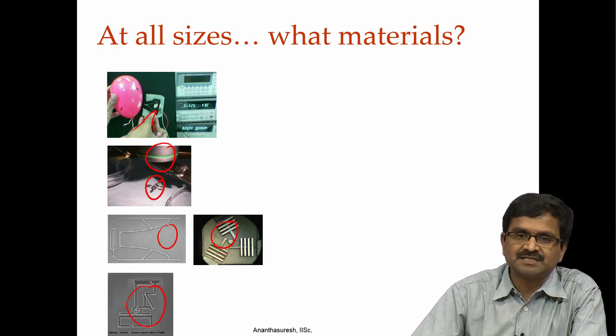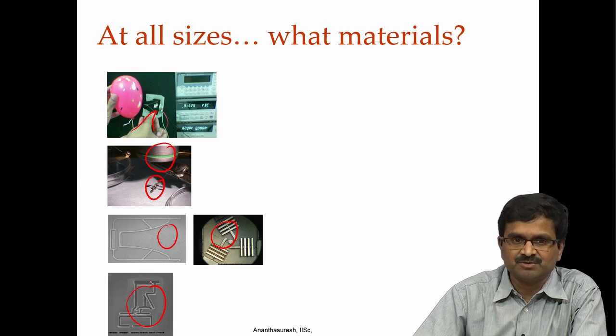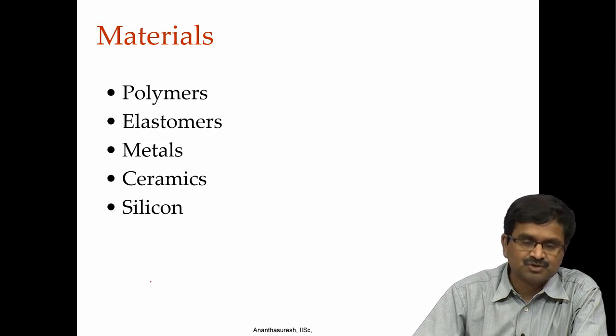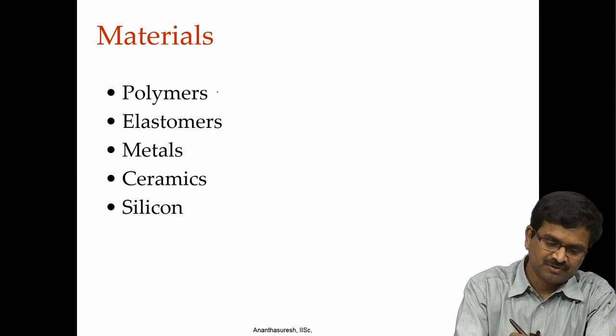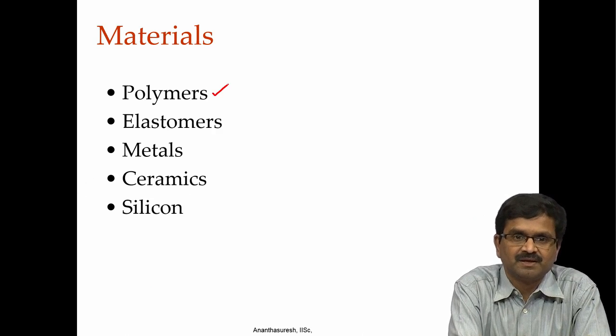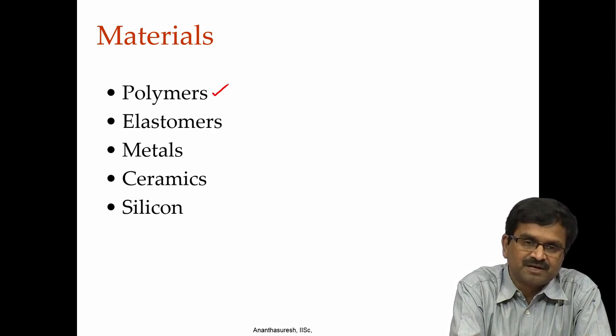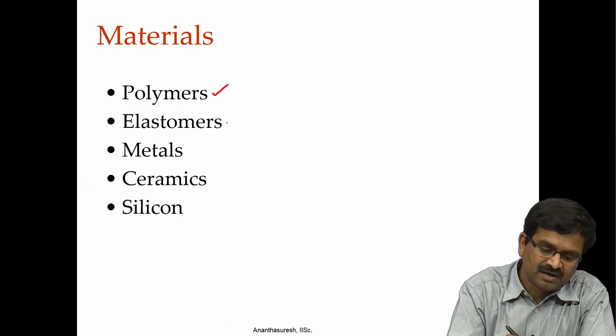So, size does not really matter for compliant mechanisms. You can make it at any size, you just have to choose the appropriate material. So, what materials are used for compliant mechanisms? Most often we use polymers, the plastics. Plastics are two kinds, polymers and elastomers. Elastomers are more like rubbers.